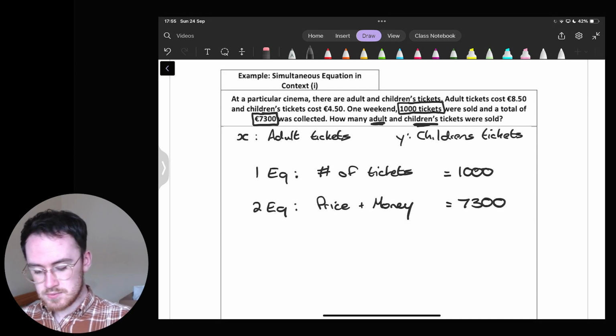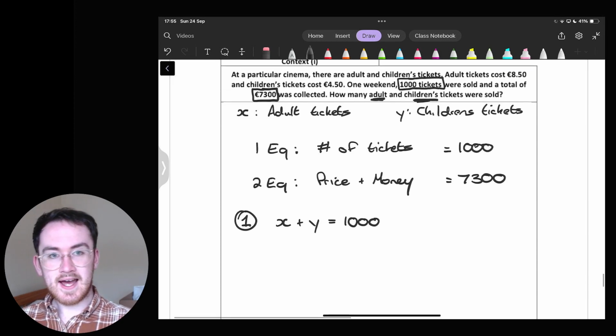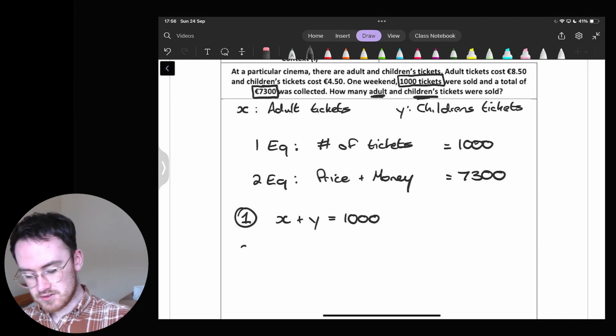So let's try and make up these equations. For my first equation, the number of adult tickets plus the number of children's tickets is 1,000. So when I add up each of the types of tickets, however many tickets I got from both of them, the answer is 1,000. If I do the same thing now with the price, an adult ticket was 8.50.